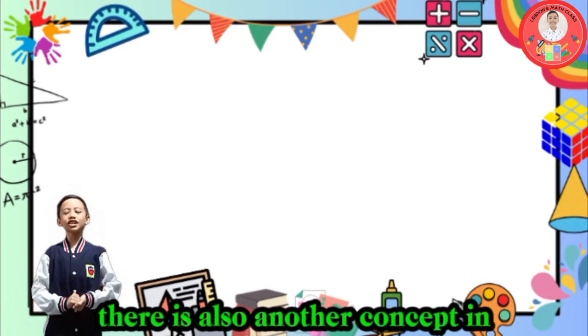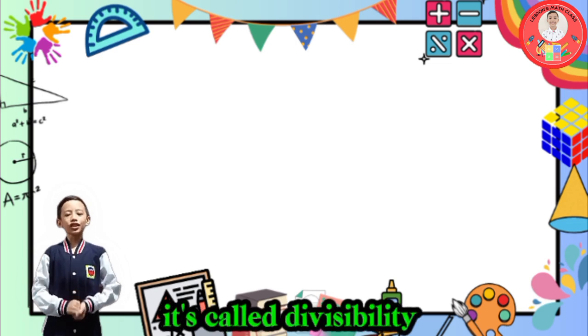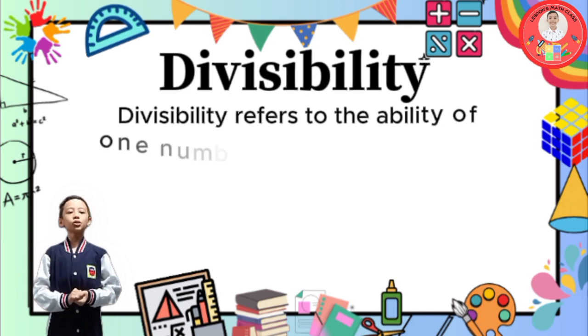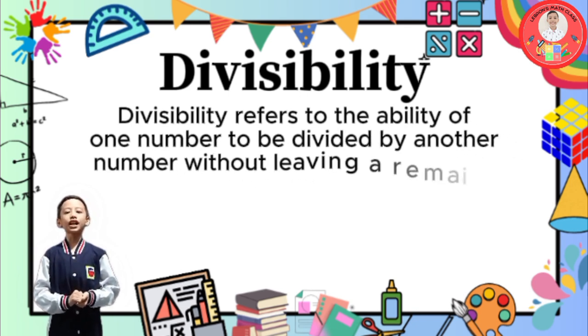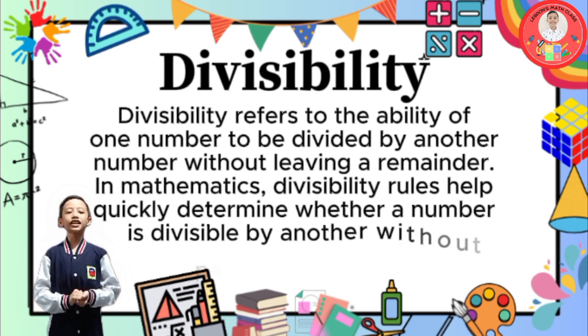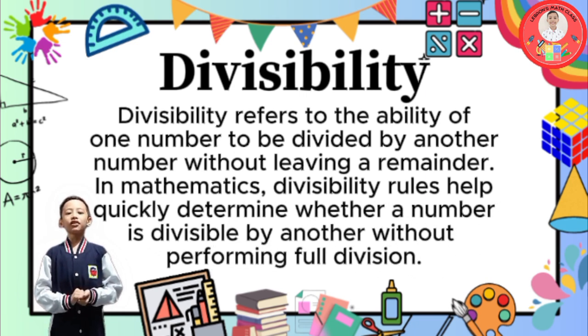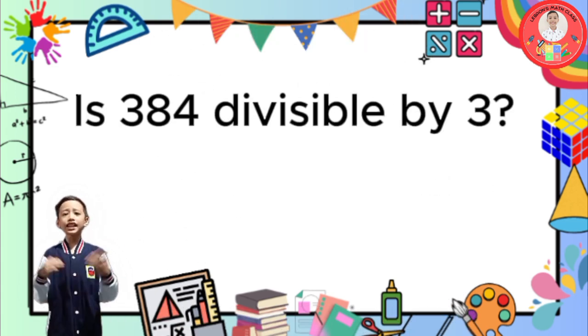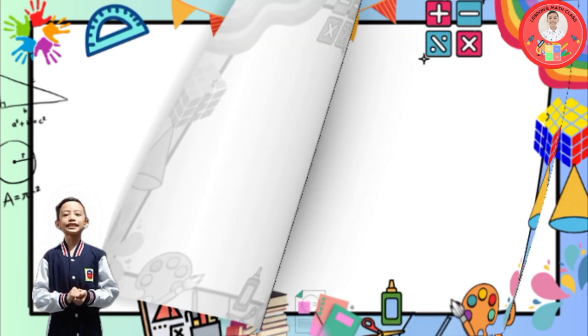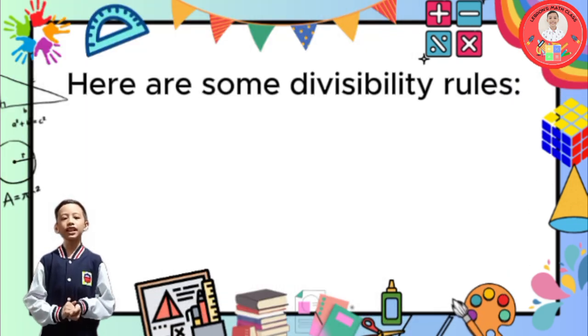There is also another concept in number theory. It's called divisibility. Divisibility refers to the ability of one number to be divided by another number without leaving a remainder. In mathematics, divisibility rules help quickly determine whether a number is divisible by another without performing full division. So, if there are questions like, is 384 divisible by 3? Is 468 divisible by 6? We can quickly solve them by using the divisibility rules. Here are some divisibility rules.